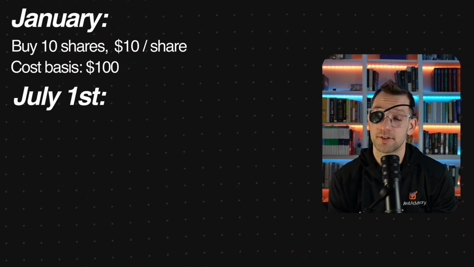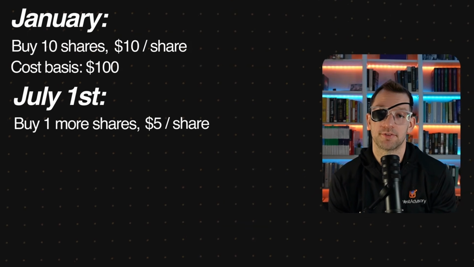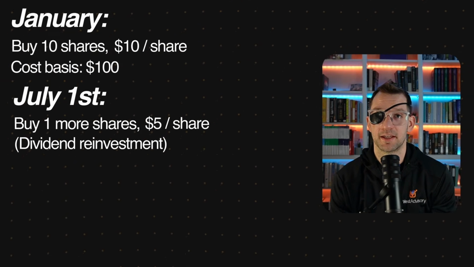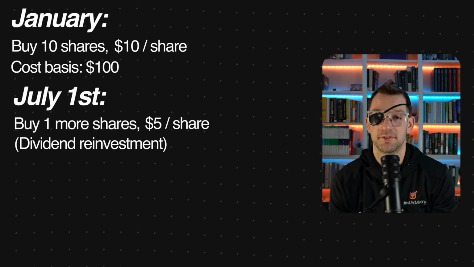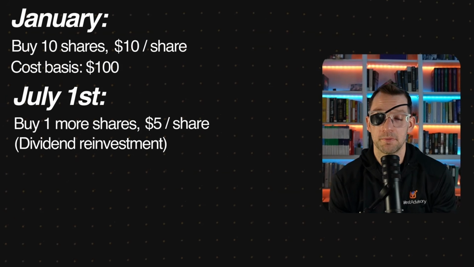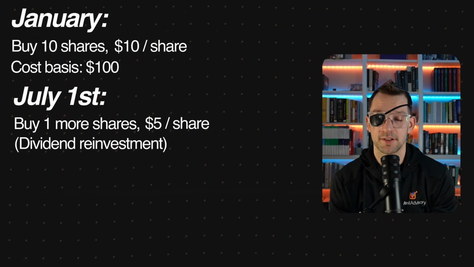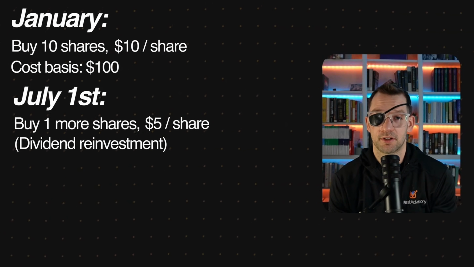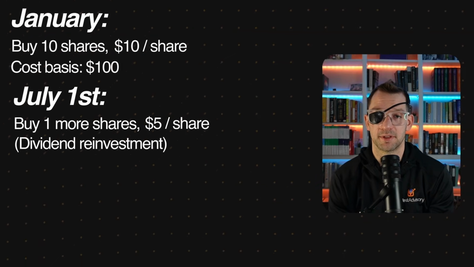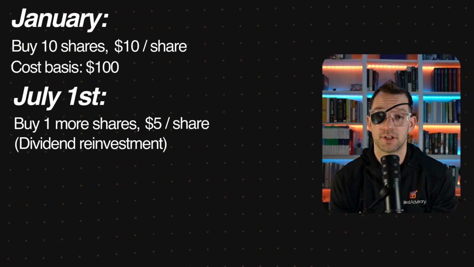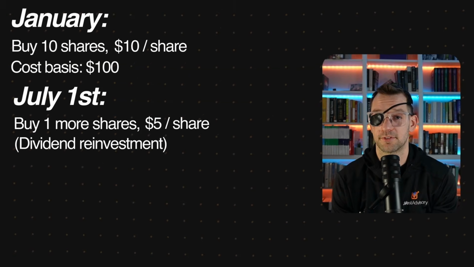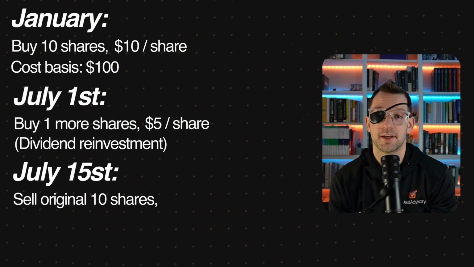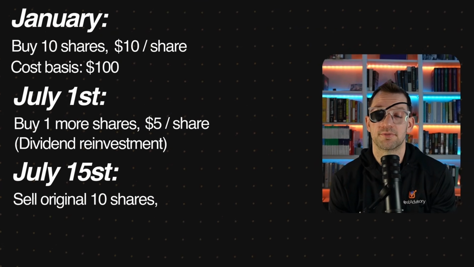Okay, July 1st, you buy 1 more share via dividend reinvestment for $5. So let's say that this had a massive dividend yield, you got a $5 dividend, and you immediately reinvested that dividend into the purchase of an additional single share. Now the stock is trading for $5, so your cost basis on that additional share is $5. That makes sense. All right, so you have 11 total shares, and you made that dividend reinvestment purchase on July 1st. Okay. July 15th, you decide to sell all 10 shares of your original 10 shares for $5.